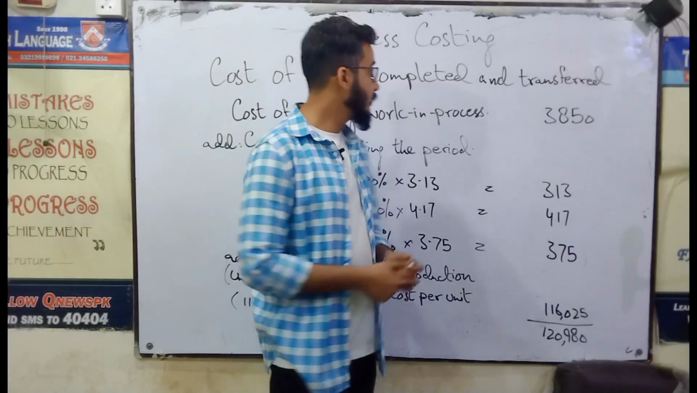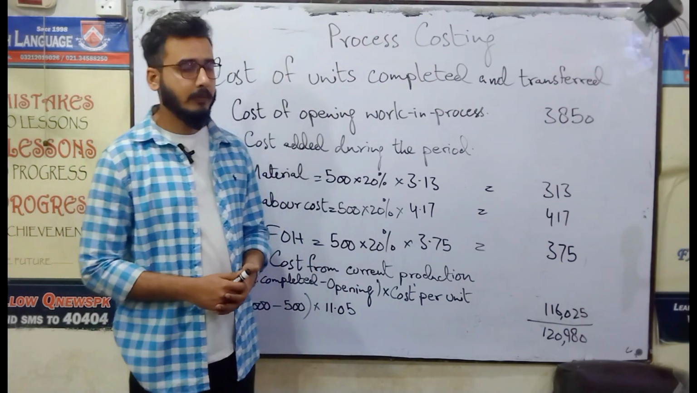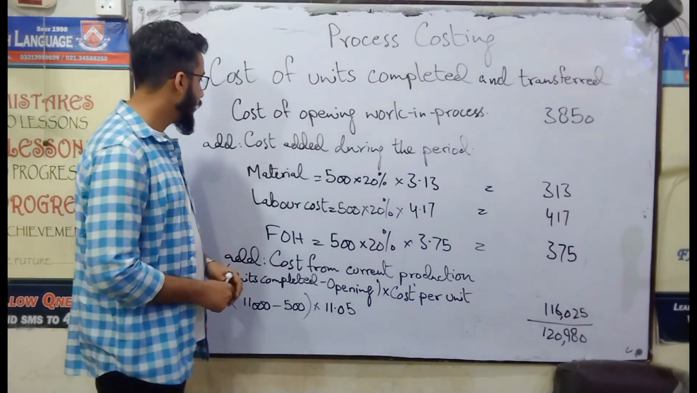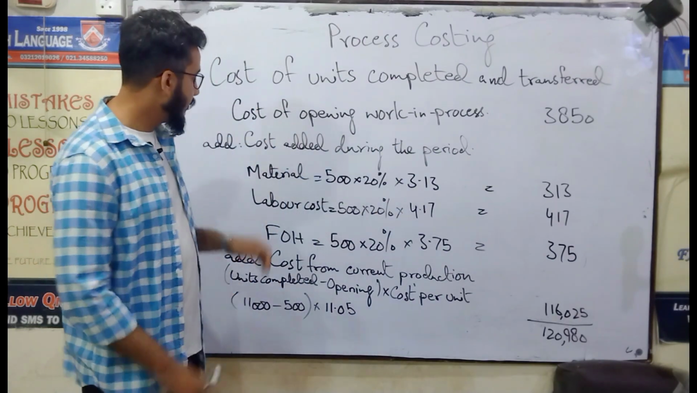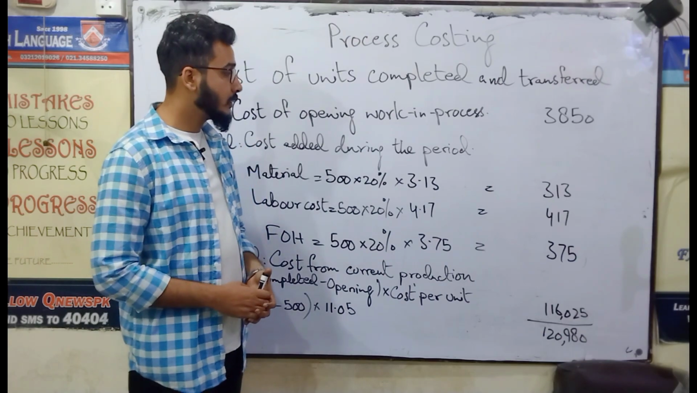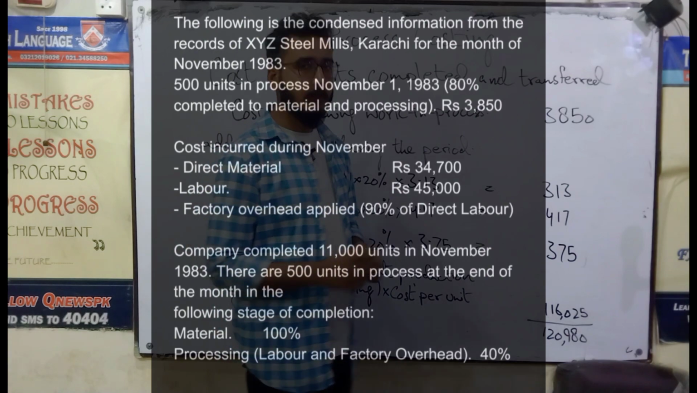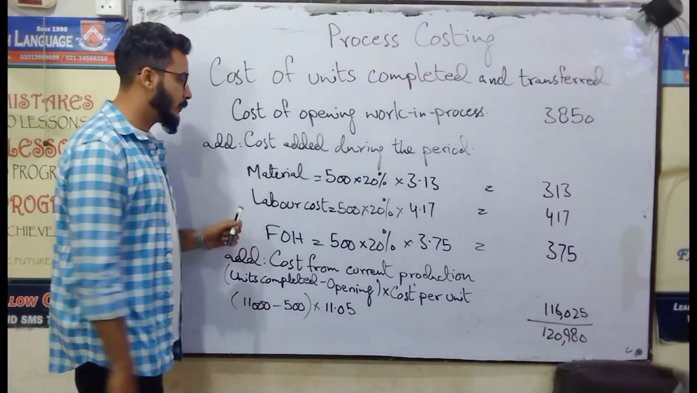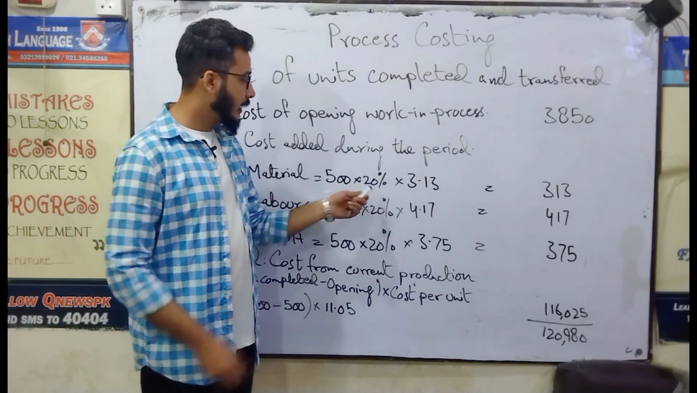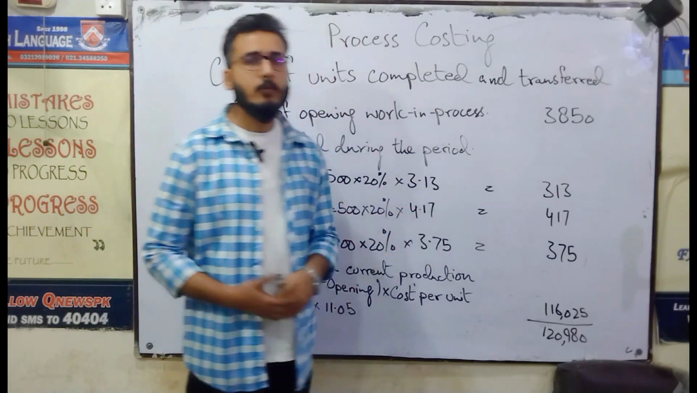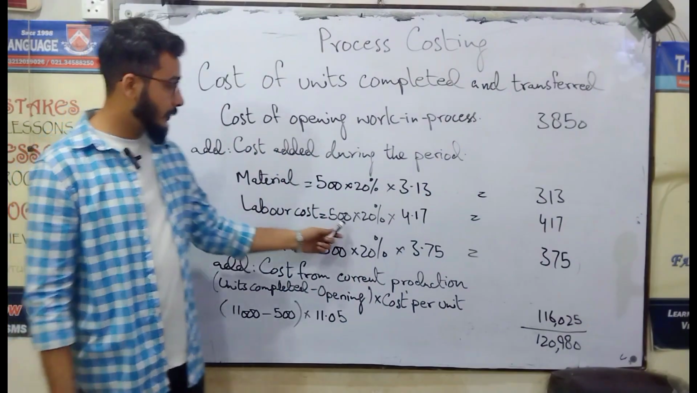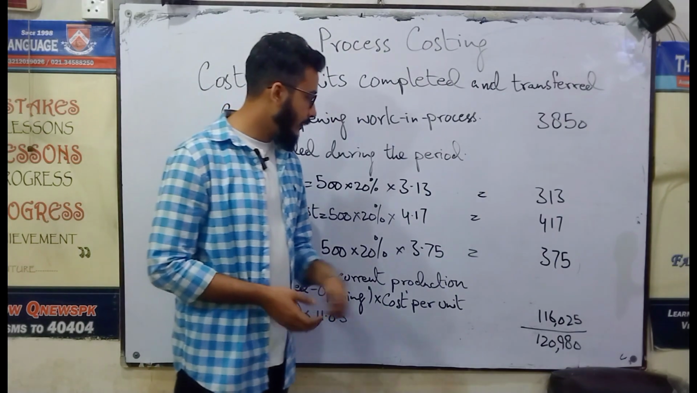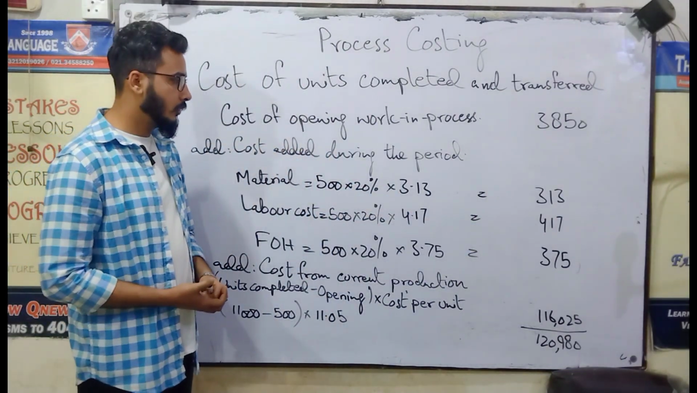Okay, so the third step is to calculate the units completed, cost of units completed and transfer out. Now we had in the question the cost of opening work in process, that is 3,850. Then we will add the cost added during the period, but firstly we will add the opening work in process units which are completed in this period. As you can see in the question, the opening units were completed 80% in the last period, and they are to be completed 20% in this period. So opening units were 500 as per material and 20% completed as per work in process, and by multiplying it with the cost per unit 3.13, we have 313. And labor, 500 units, 20% completed in this period as per work in process, and per unit cost is 4.17. Then we'll be having the cost in amount 417.